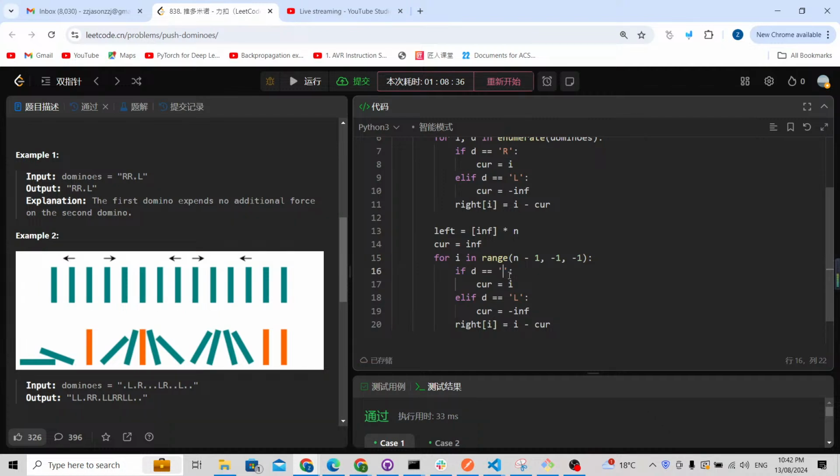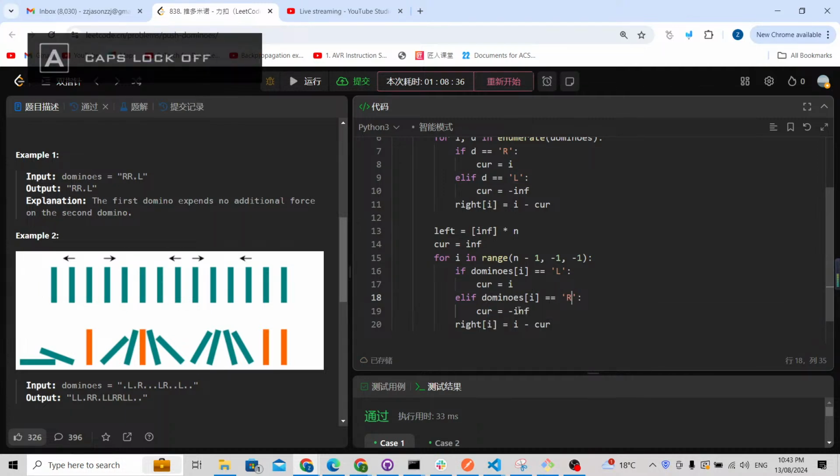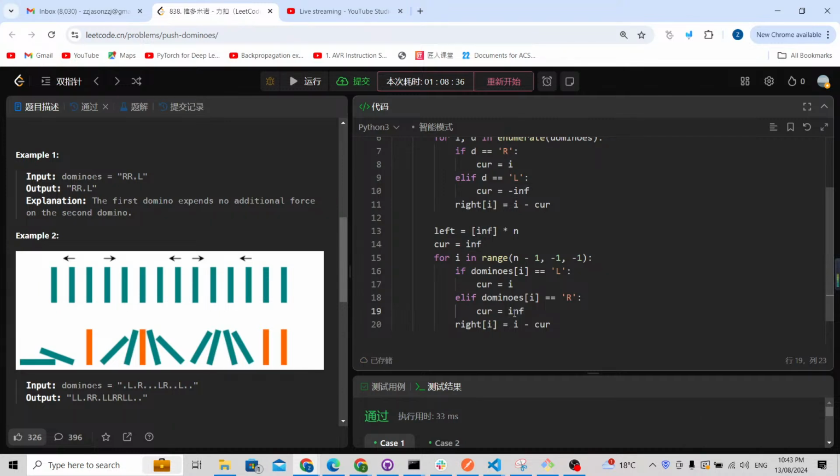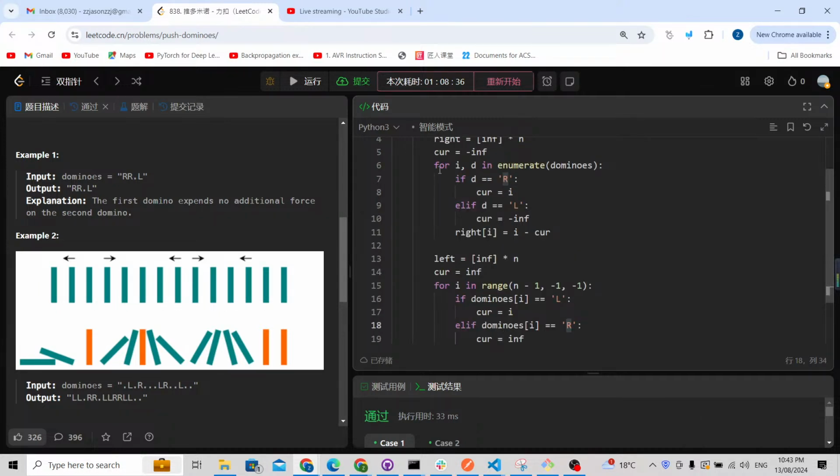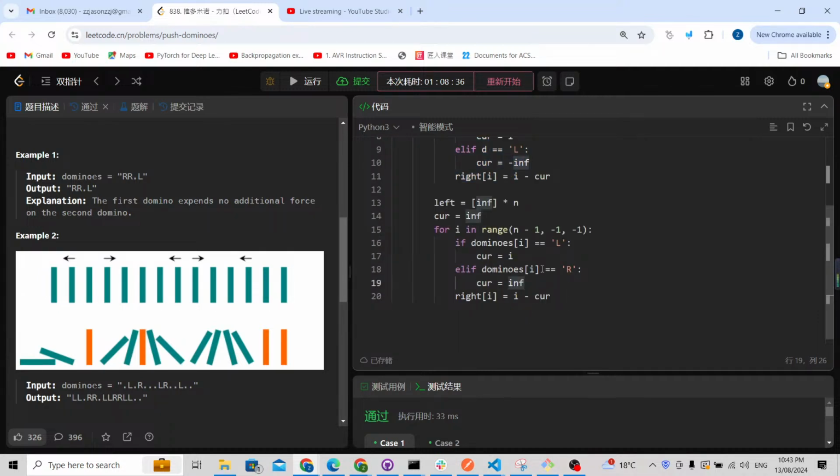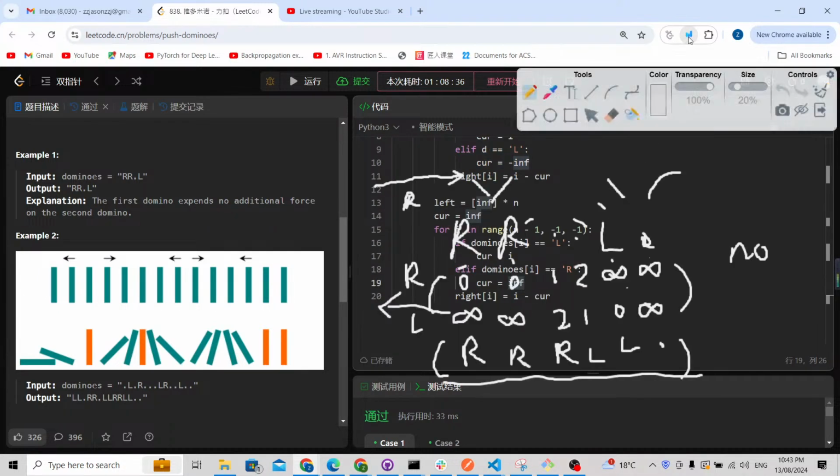So we first going to check this L. So if the dominoes I equal to the L, we're gonna set the current to I. And if the dominoes I equal to R, we're gonna set it to be infinity instead of negative infinity, because it's exactly the opposite operation. Yeah, because if, let me just prepare some drawing.